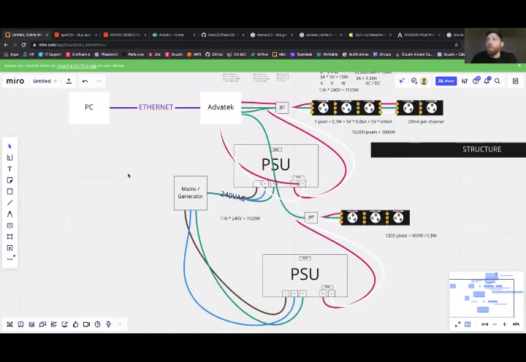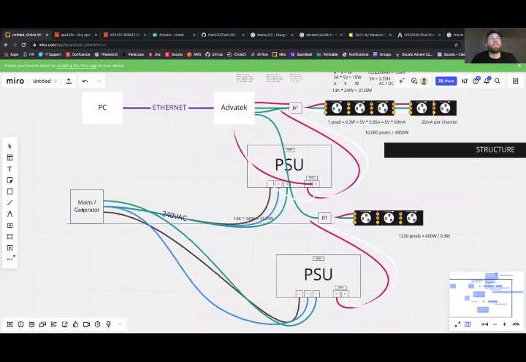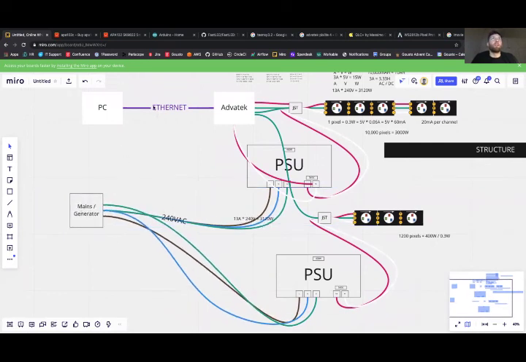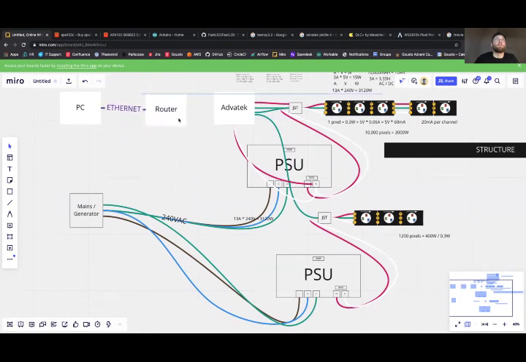Now, what if you exceed the limitations of even an Advatek controller? What can you do? Well, this entire system multiplies out. So what if we insert another element here, which is a router, a conventional network router that you'd find in any house with Wi-Fi. And you've got an Ethernet cable coming from the PC and going into the router. And indeed, you've got an Ethernet cable coming from the router to the Advatek controller.